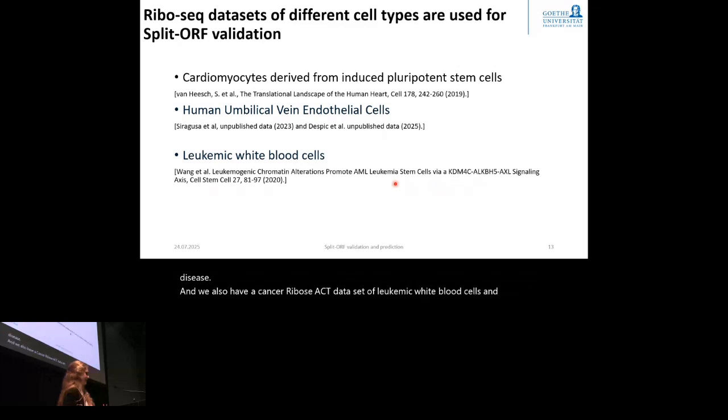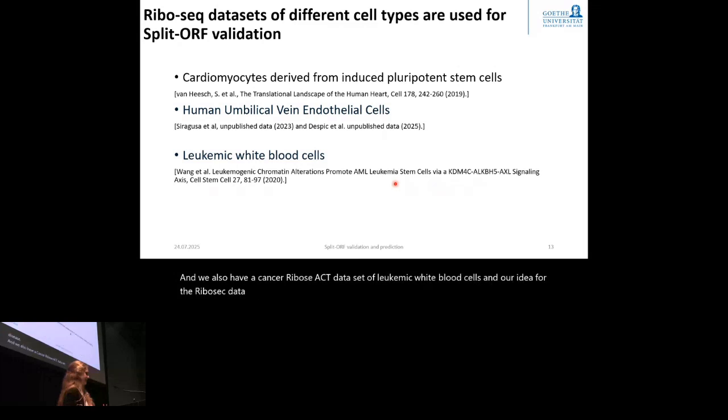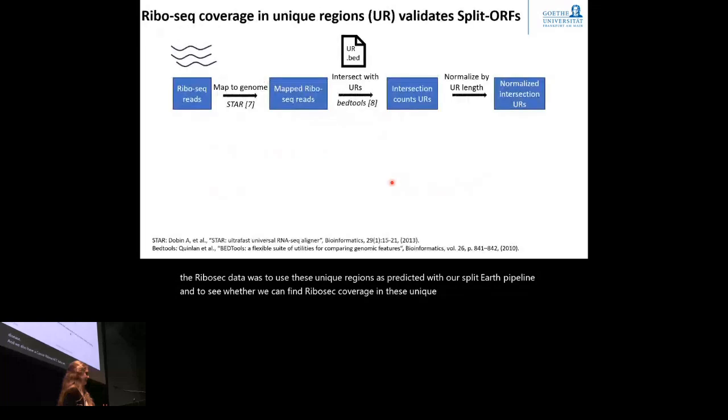And our idea for the ribosec data was to use these unique regions as predicted with our split-orfs pipeline, and to see whether we can find ribosec coverage in these unique regions. So what we did was we took the ribosec reads and aligned them to the genome, and then we intersected with the unique regions as predicted by the split-orfs pipeline. And if you remember, these unique regions were sequences that are not present in any other protein coding transcript. So these are characteristic for the split-orfs. And then these intersections we normalized by length.